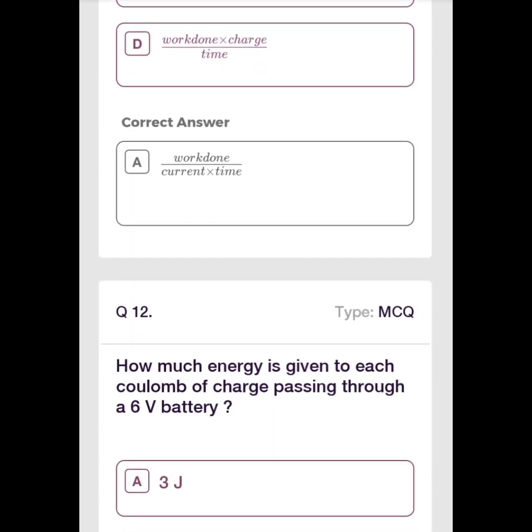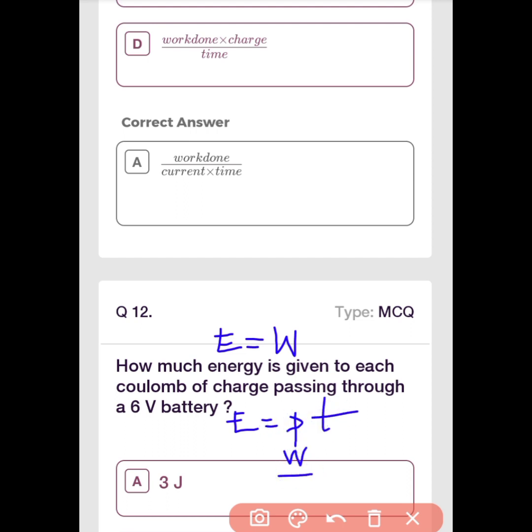How much energy is given to each coulomb of charge passing through a 6-volt battery? They are asking us to find the energy. Energy is equivalent to work done, that we have already seen, isn't it? So we know energy is equal to power into time. What is power? Work done by time, or rate of doing work.